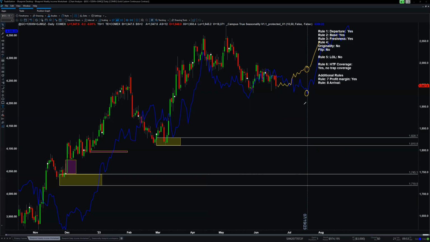But ideally, what's going to happen is that we do get a decline here. And then as we get closer to the true seasonal low, the more aggressive we're going to get in terms of buying the next best demand zone that we can get our hands on.